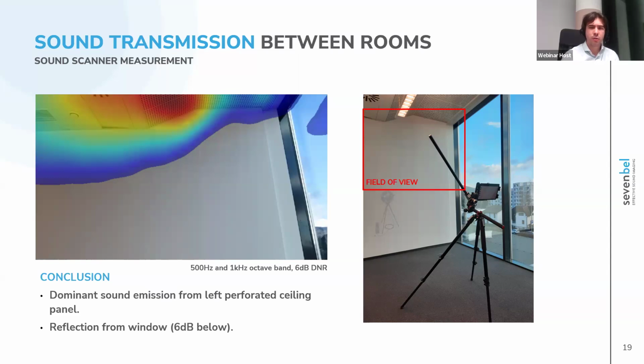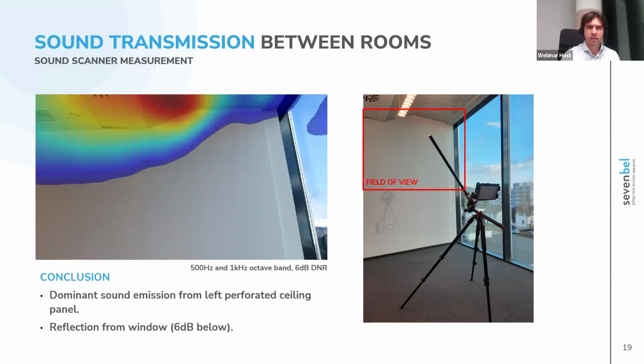And given that we use the dynamic range of 6 dB from red to blue, that means that that reflection is at least 6 dB lower in terms of the contribution at the measurement spot than the actual direct sound from the source colored in red.